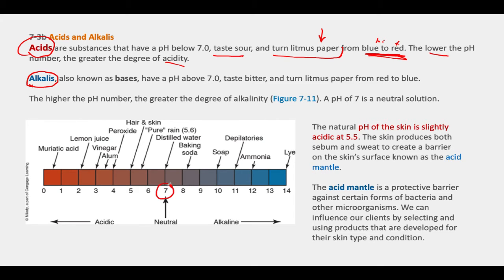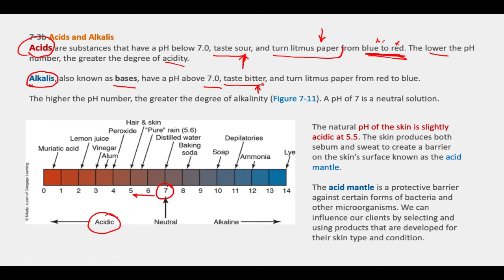If 7 is our neutral, then if the number is going lower than 7, it's acidic. On the other side, alkalis, also known as bases, have pH above 7. Their characteristics are they taste bitter. Here's sourness, and we know that lemons are always sour.